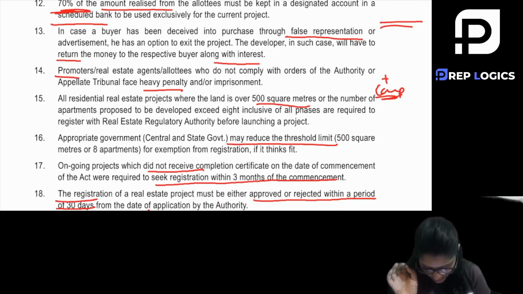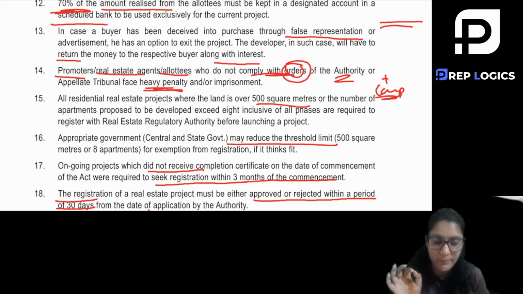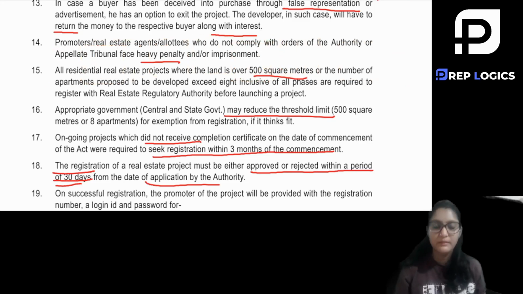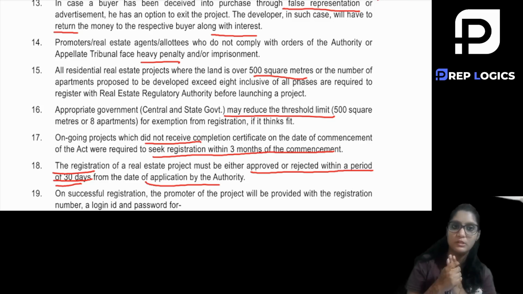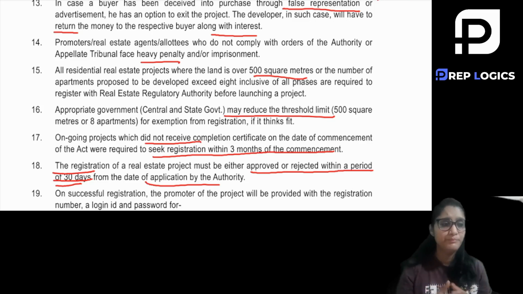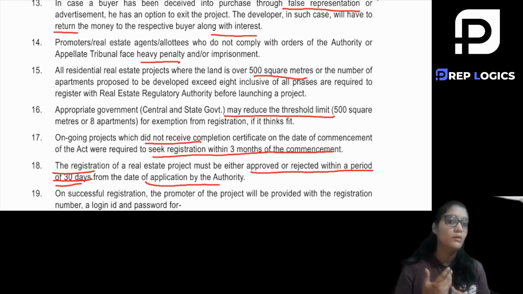If the promoters, allottees, or agents do not comply with the orders of the authority, they can be liable for heavy penalty and for imprisonment also. Now I have told you that if you are building any kind of project, you need to be registered with the RERA authority. But suppose you want to build your own house, do you also need to be registered with the RERA authority? No, the RERA authority sees that this is a small, very exceptional case, you can do it by yourself.